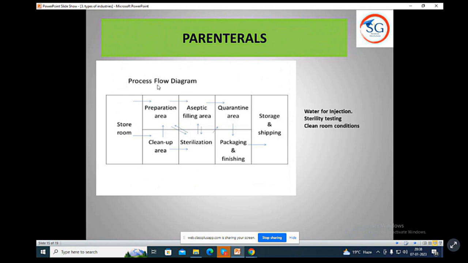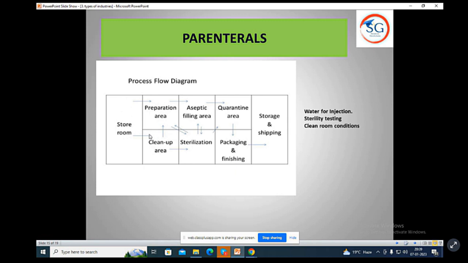So in brief, the process flowchart for the parenterals is: first, this is the warehouse area. From the warehouse area, the API will be taken into the manufacturing area. This is called the preparation area.